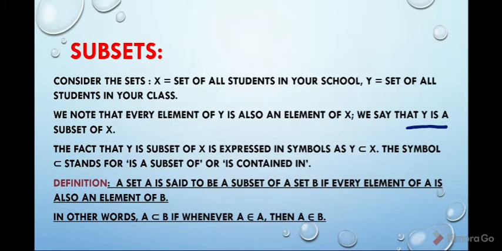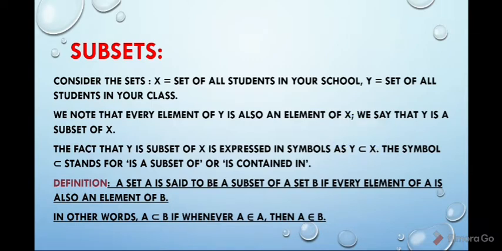We say that Y is a subset of X. Since every element of Y belongs to set X, that's why Y is a subset of X. The fact that Y is a subset of X is expressed in symbols as Y ⊂ X. That means every element of Y belongs to X.